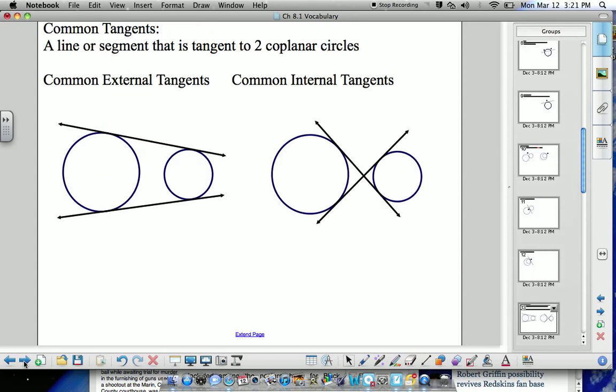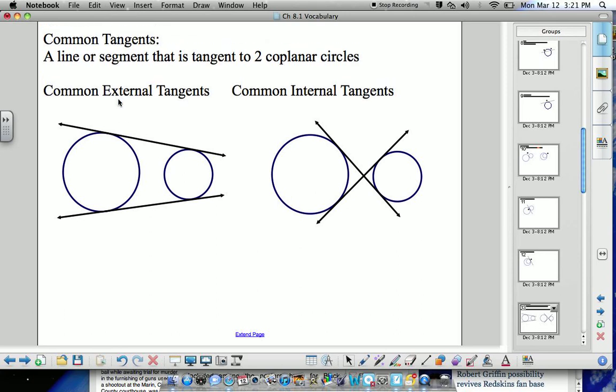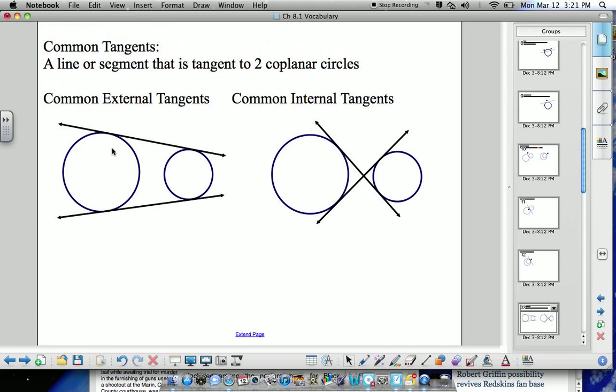We also have common tangents. These are lines or segments that are tangent to two coplanar circles. Here, these are said to be common external tangents because the lines are on the outside of the circles. Here, these are common internal tangents. They are internal because they are between the centers of the circles. Here they're external because they do not pass between the two centers of the circles.